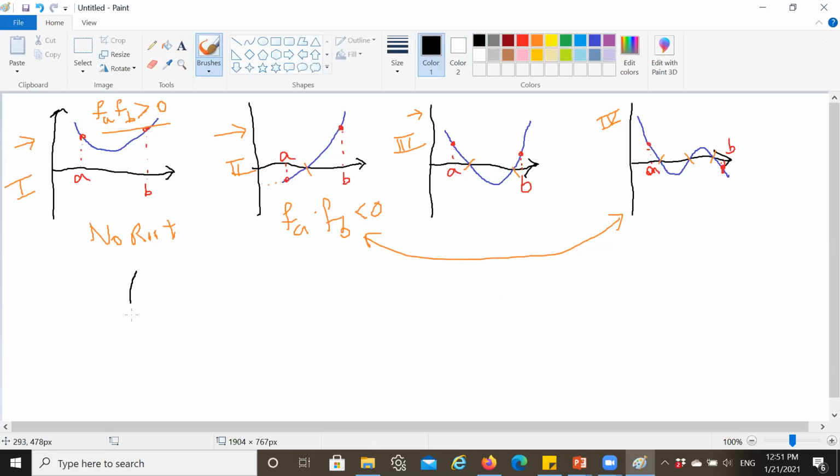Let me give you a case where actually it doesn't hold. Let's say we have this. Now let me draw the function for you. So let's say we have a function which touches this and goes like this. Beautiful, right? So let's say this is A, and let's say this is B.